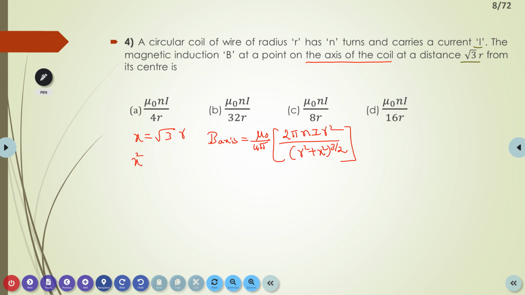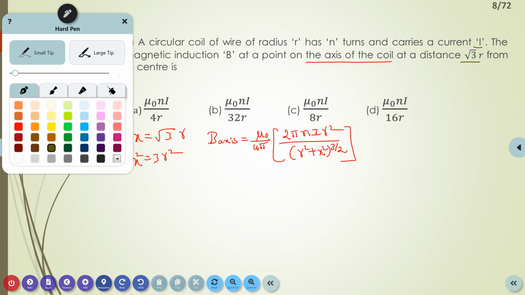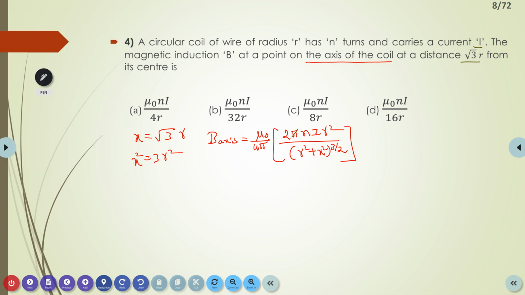Here X square becomes what? 3R square. Am I right? Now all choices are in terms of mu naught only, and there is no pi. So this pi gets cancelled first. This pi gets cancelled. This pi gets cancelled. So B along the axis equals mu naught divided by 2.